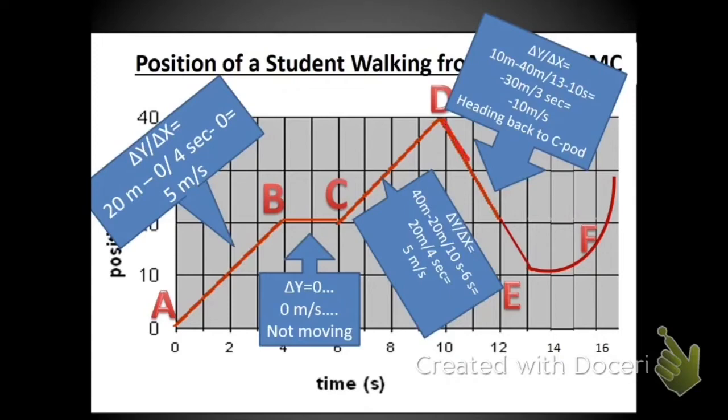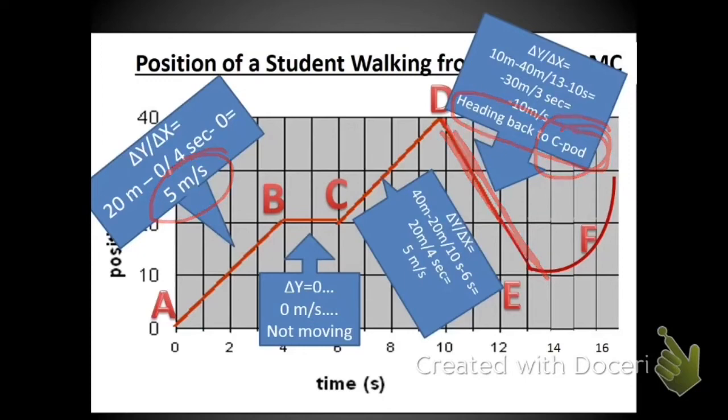So we can look at negative slopes as moving back toward the direction of the origin. In this case, we're talking about someone walking to the IMC or to C-pod. In this case, it's back toward C-pod, whereas these original positive speeds would be heading toward the IMC. So the positive or negative aspect of the slope tells you the direction of the motion, allows us to talk about velocity.